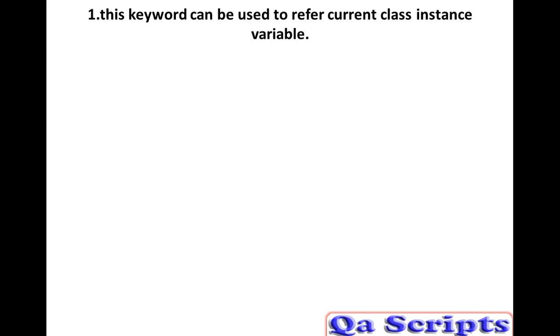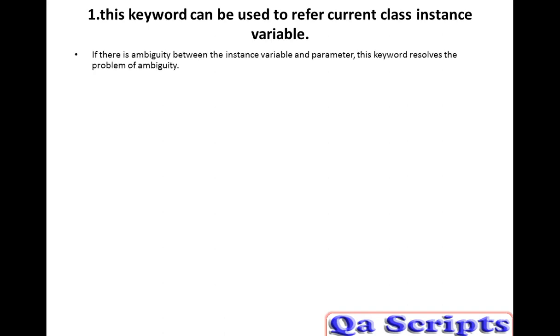First one is this keyword can be used to refer current class instance variable. I think we know what is instance variable. If you don't know instance variable, please refer my previous videos where I have explained in detail about what is local variable, instance variable and global variable. If there is ambiguity between instance variable and parameter, this keyword resolves the problem of this ambiguity.